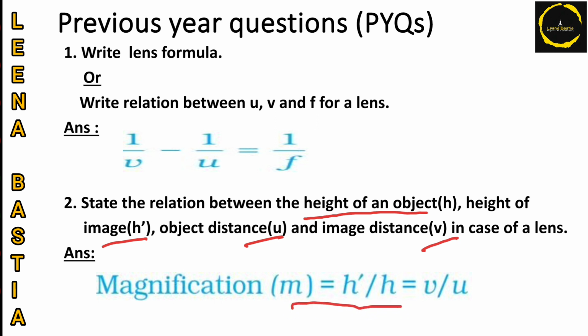H dash by h, so as not to confuse: in case of a mirror I have used hi for the size or height of the image, and ho for the size or height of the object. Here it should not be mixed up. That's why I have written h dash by h. It is there in your NCERT as well, so follow this one. The other formula will be v minus u. As I told you, in case of a mirror it is minus, in case of a lens it is plus.